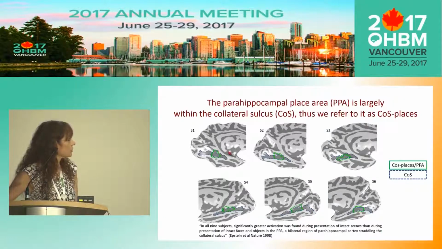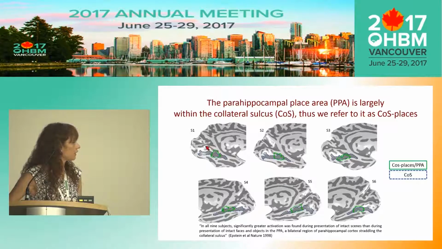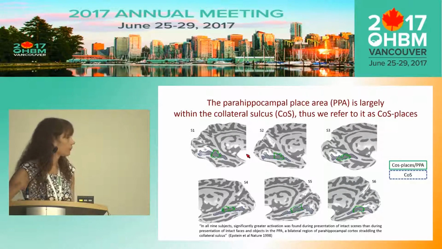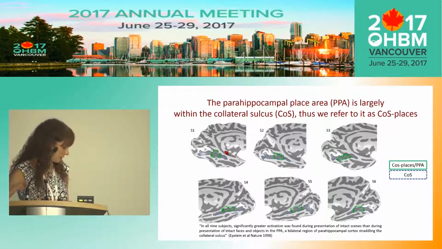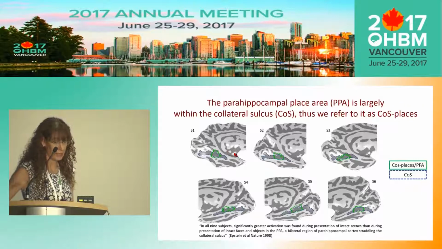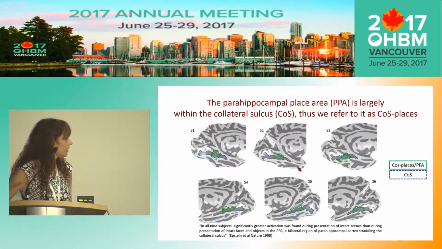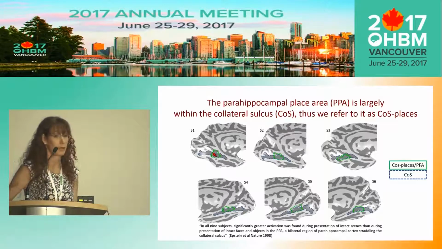So this slide shows 6 medial views of 6 individual brains. The place-selective region is shown here in green, and the collateral sulcus is shown here in blue. And this is an inflated view where gyri are indicated with a lighter gray than the sulci. So you can note that in every individual example, this place-selective region overlaps the collateral sulcus.